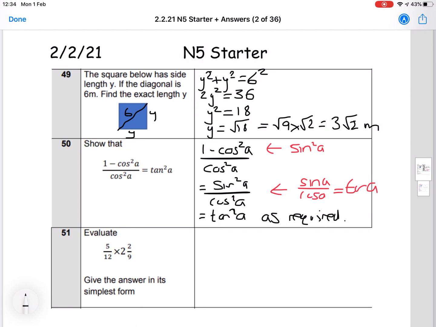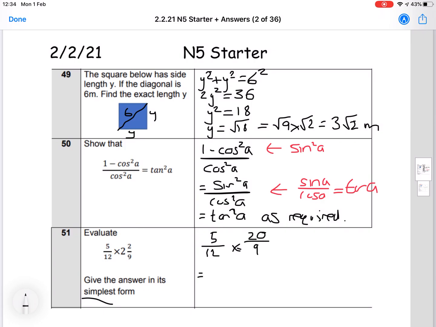The last question is just a fractions question, so it's 5 over 12 times 2 and 2 over 9, giving the answer in its simplest form. So 5 over 12 times, and we would change that 2 and 2 over 9 into a top heavy fraction. So the whole number 2 times the 9, that's 18, and add the top, so that becomes 20 over 9.